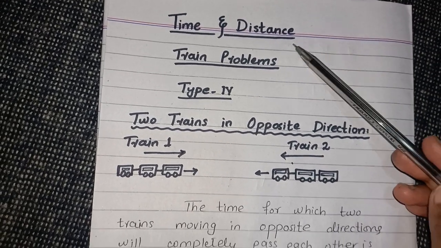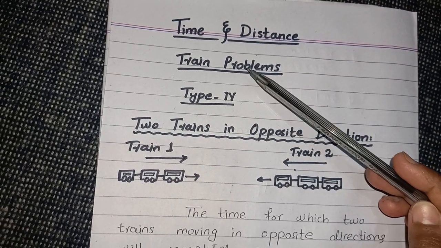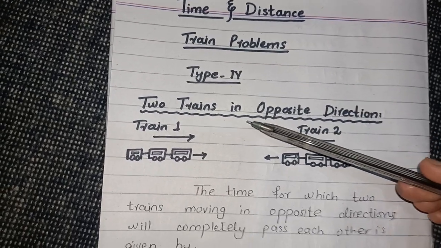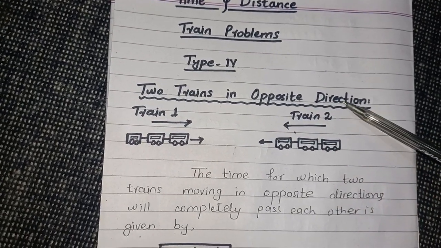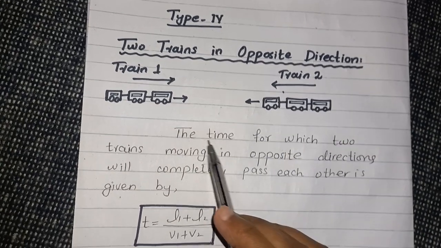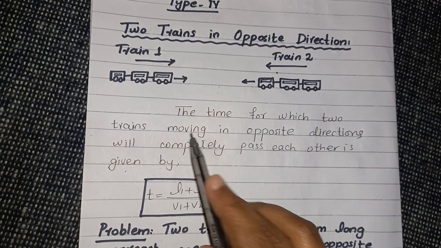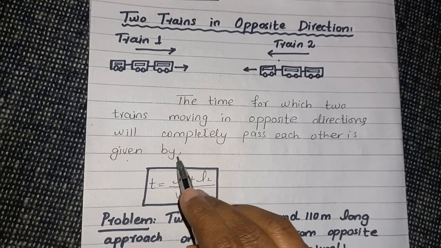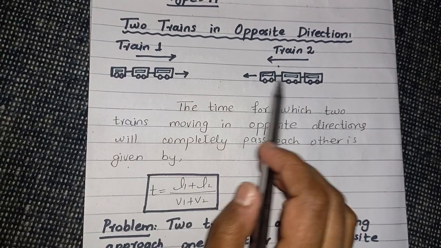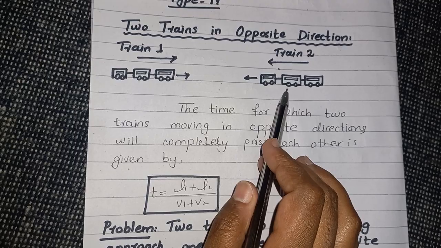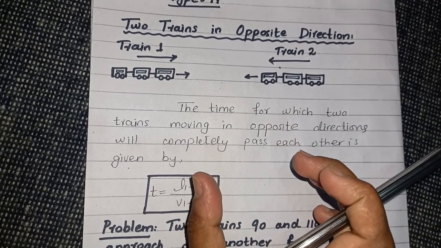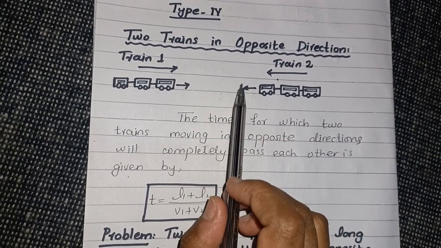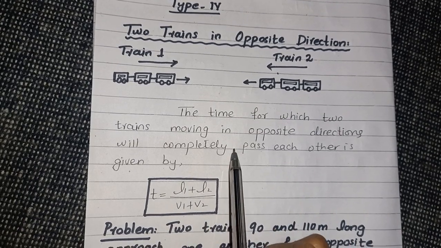Students, in today's lecture we will talk about type 4 of train problems, that is, when two trains travel in opposite directions. The statement says that the time for which two trains moving in opposite directions will completely pass each other is given by... Means we have two trains moving toward each other, and we have to find the time at which both trains will pass each other.